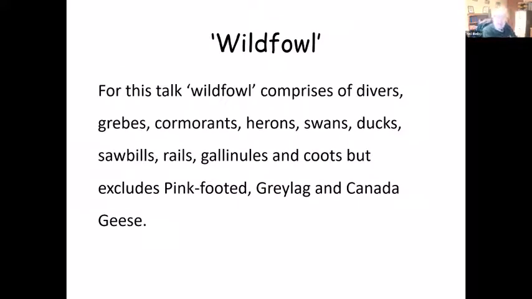In this instance, wildfowl comprise divers, grebes, cormorants, herons, swans, ducks, sawbills, rails and gallinules. So-called grey geese, as you can see, aren't included because they're poorly monitored by daytime counts as they're away feeding on stubble fields or wherever.